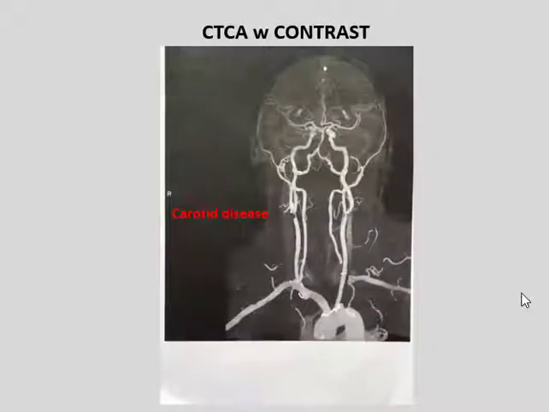A slightly different image is this one. It's a CT with contrast, and the red writing indicates carotid disease. Clearly, it's an angiogram of the head. The angiogram would have been, the dye would have been inserted at the level of the aorta, and the dye would diffuse through all that cranial vasculature.